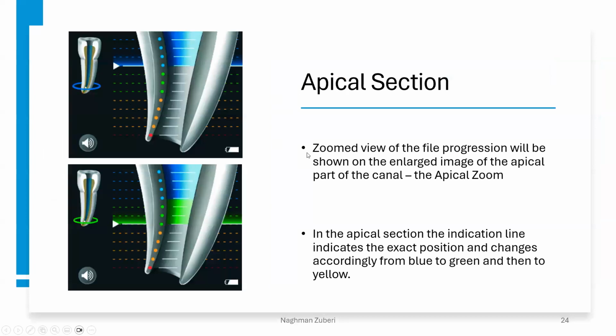Apical section. The zoomed view of the file progression will be shown on the enlarged image of the apical part of the canal, which we call apical zoom, as you reach close to the apex. In the apical section, the indication line indicates the exact position and changes accordingly from blue to green and then to yellow as you approach close to the apical foramen.